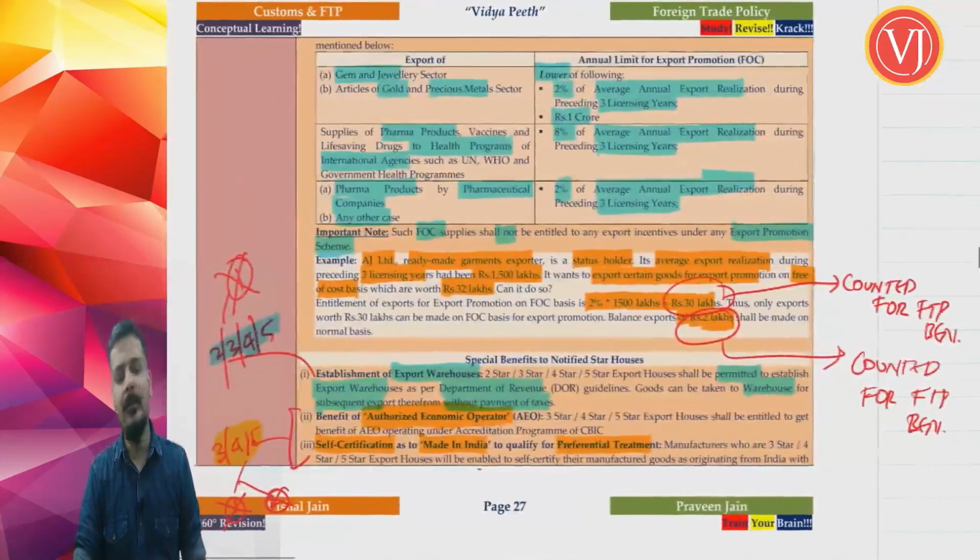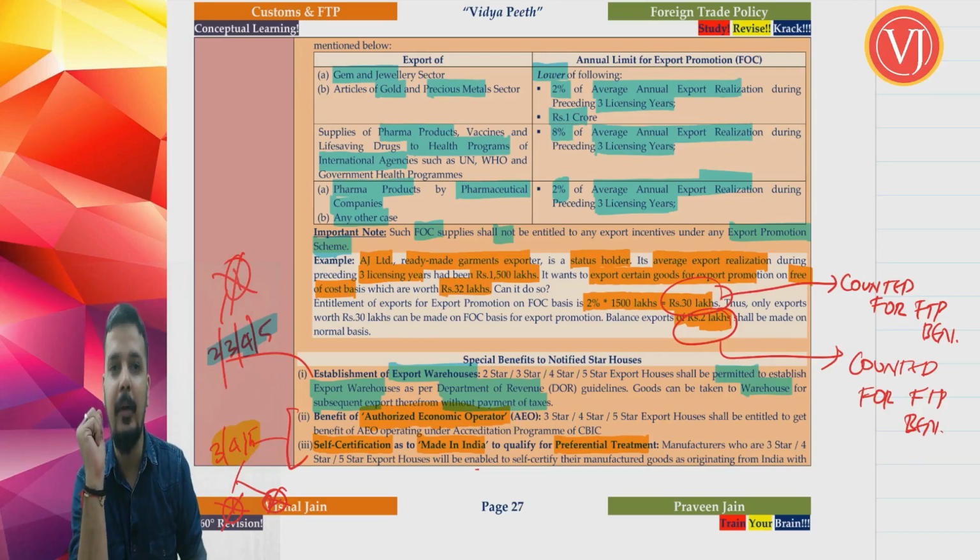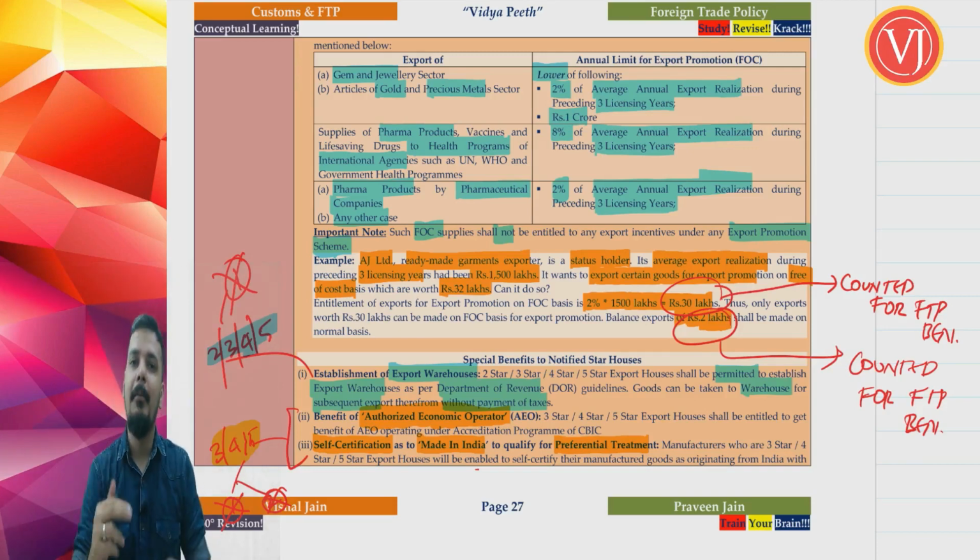Right. Now friends, you will understand that many of the policies that we have discussed in your GST as well as your customs are actually framed in your foreign trade policy. Though we have discussed the points there, these points are originating from your foreign trade policy.